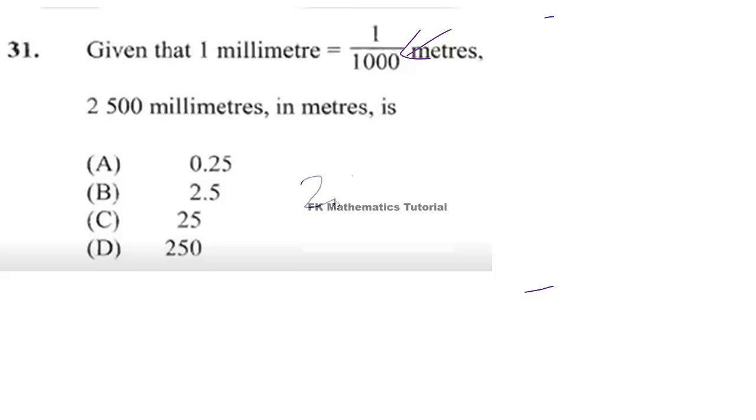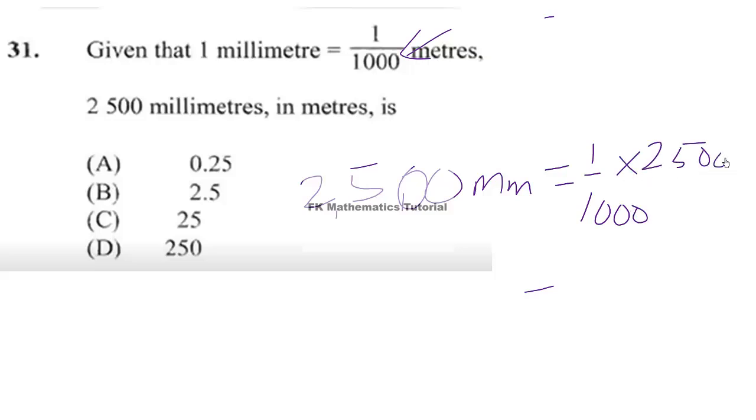So 2500 millimeters will be equal to 1 over 1000 times 2500 meters. So this will be equal to, this and this will cancel out. Then we are left with 25 over 10, which is 2.5 meters. So the correct answer is B.